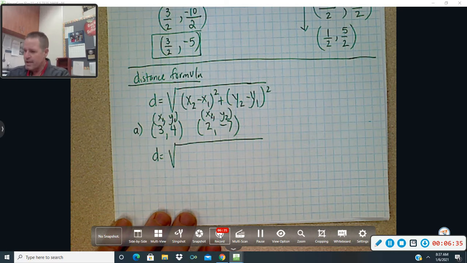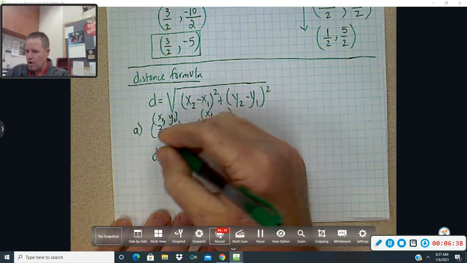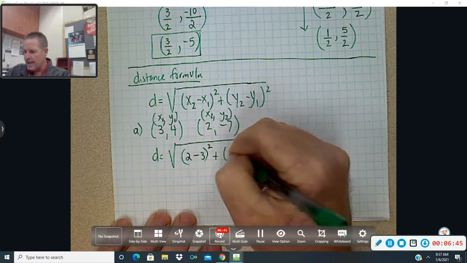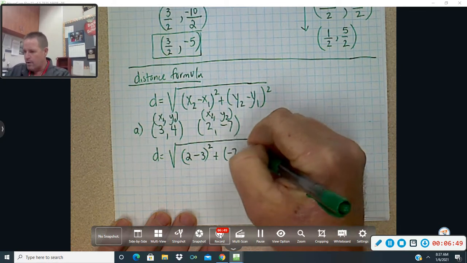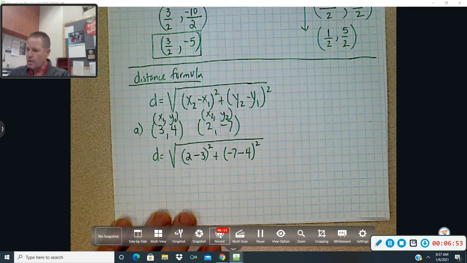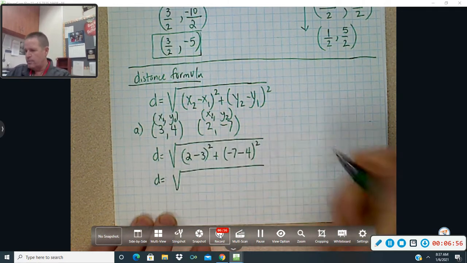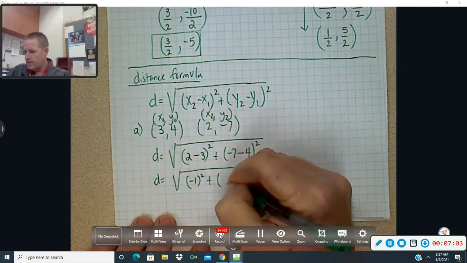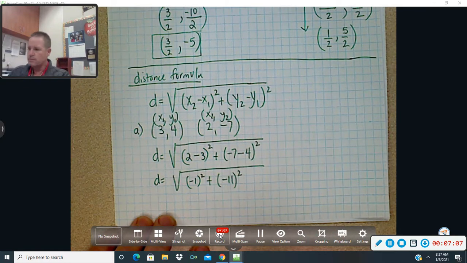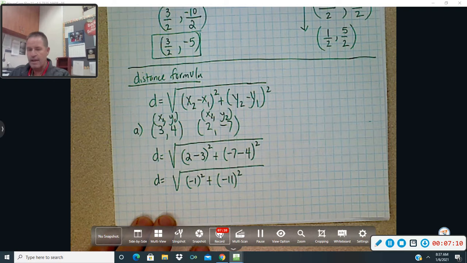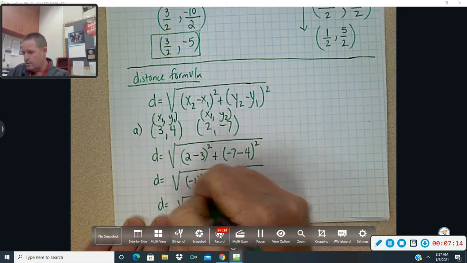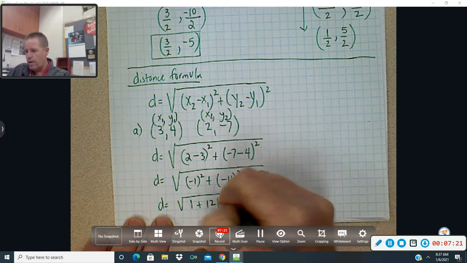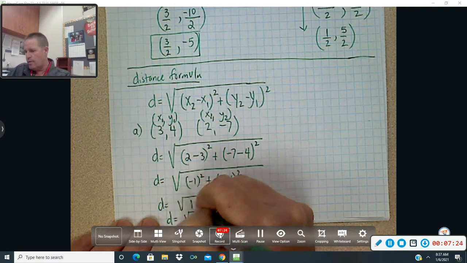You can do this. Okay, so x2 is 2, subtract x1, which is 3, squared, plus y2, that's -7, minus y1, 4, squared. So the distance is going to equal the big square root of 2 minus 3, which is -1, squared, plus -11 squared. Okay, just doing the subtractions, putting stuff together. Now I've got to square these. So the distance equals the square root of -1 squared is 1, plus 11 squared is 121. So this distance is the square root of 122.